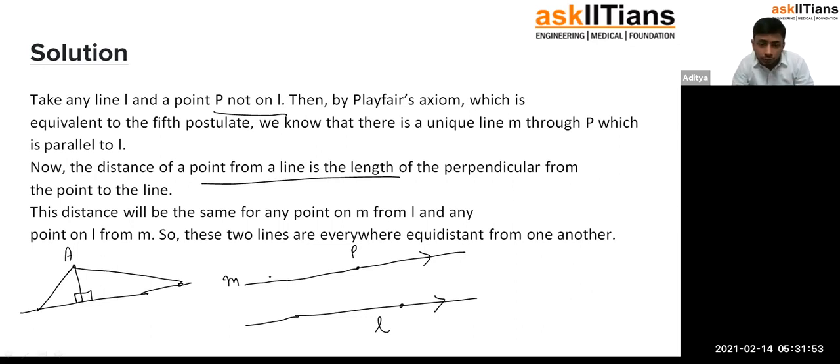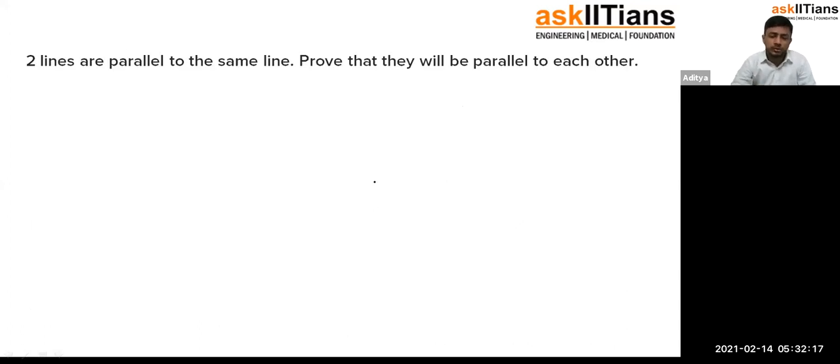So of course, if we take any point on M, P point we take or Q point we take, then these perpendicular distances will always be the same, since these are parallel lines. And hence we can say that these two lines are everywhere equidistant from one another. So that's how we can solve this question, correct? Now let us see another question which we were talking about.